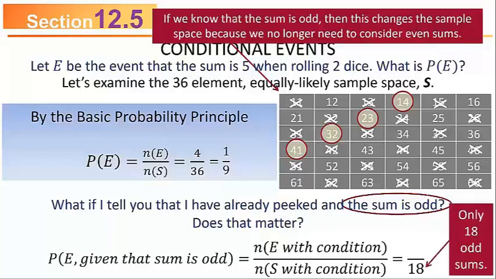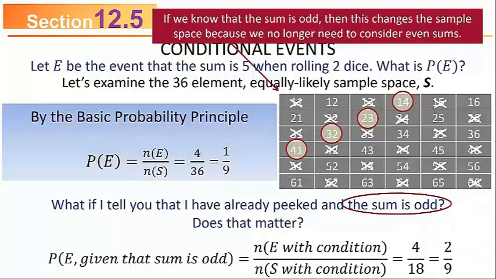Well, once I crossed out all the even sums, half of the 36 sums were even. That knocks the sample space down to 18. There are only 18 odd sums. And then I look, none of the sums adding to 5 got knocked out because they were all odd, so there's still 4 of those. So the probability of the sum being 5, if I know that the sum was odd, is going to be 4/18. It would have been 4/36 had I not known that.